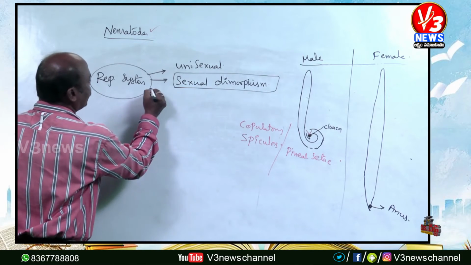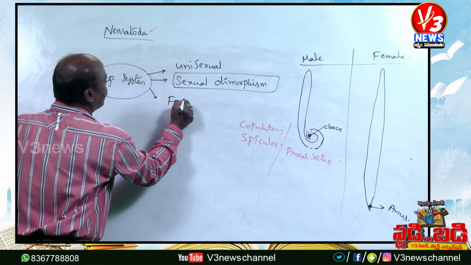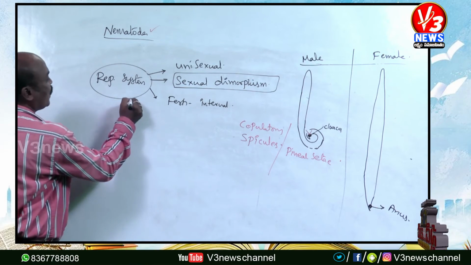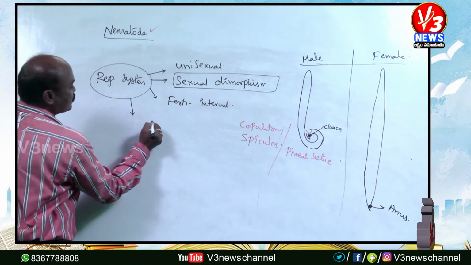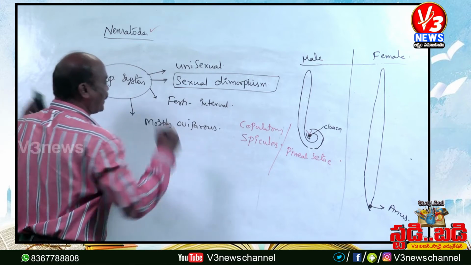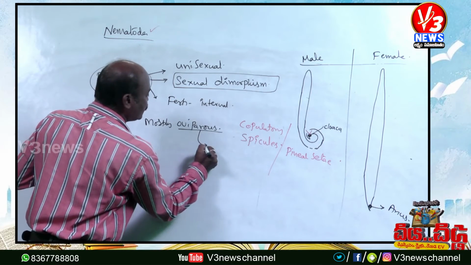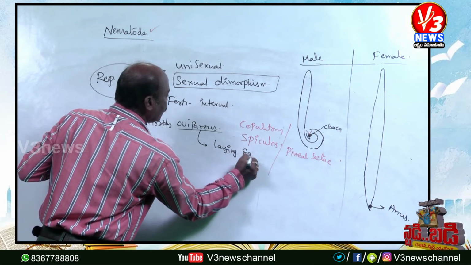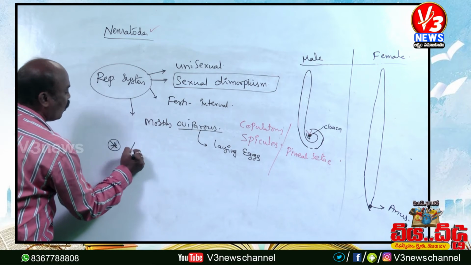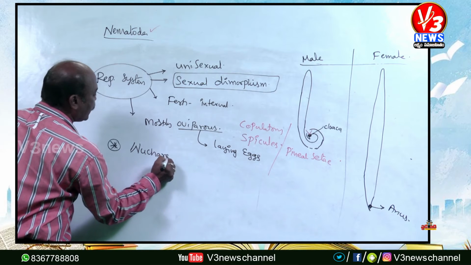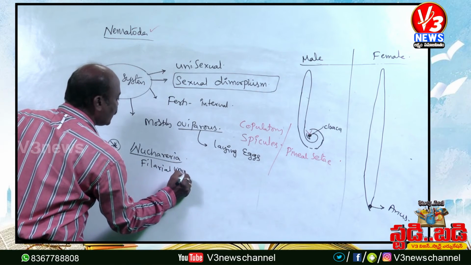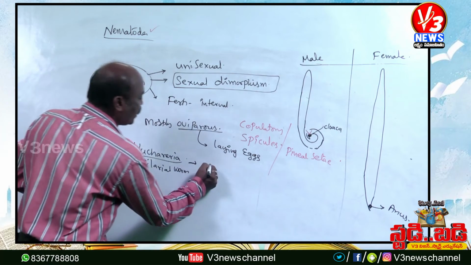And one more very important point, the fertilization is internal. That's not an important point. In nematodes, the roundworms, they are mostly oviparous. So oviparity means laying eggs. This is not an important point. A very important point here is Wuchereria. It is commonly called the filarial worm.